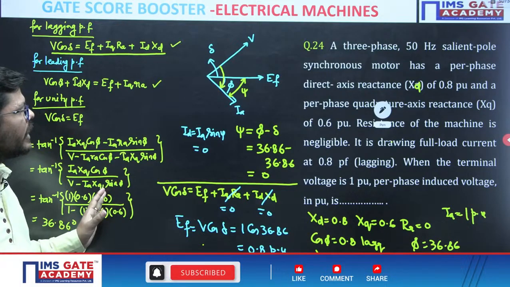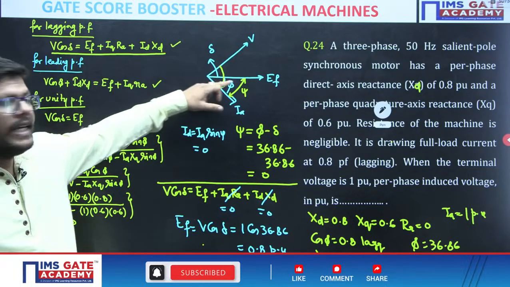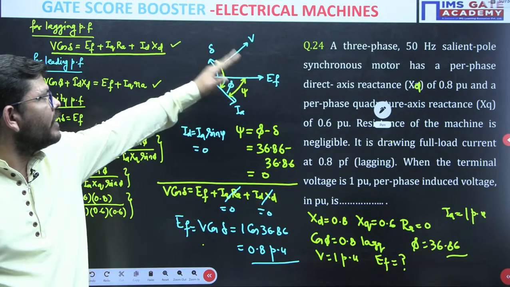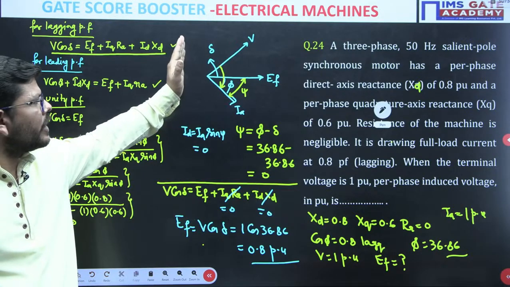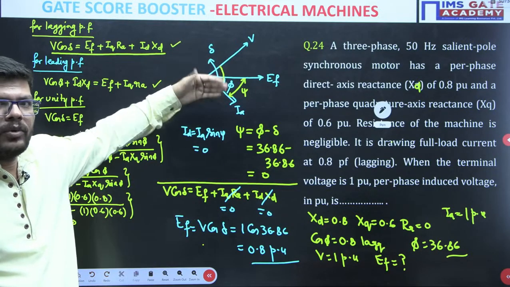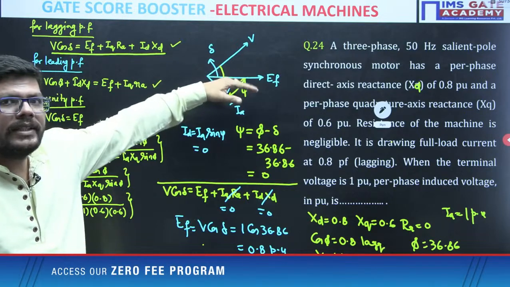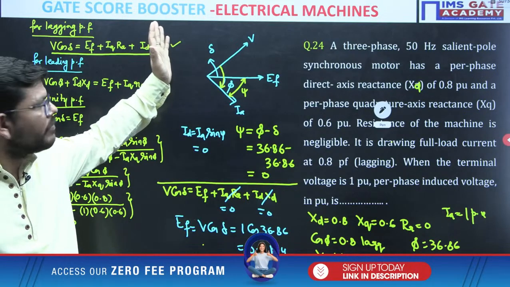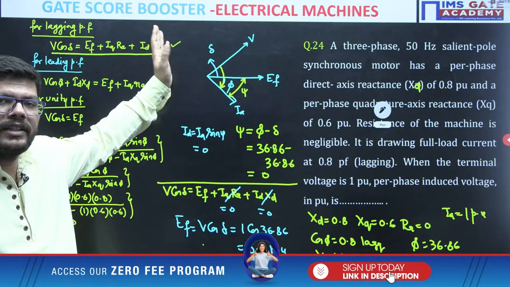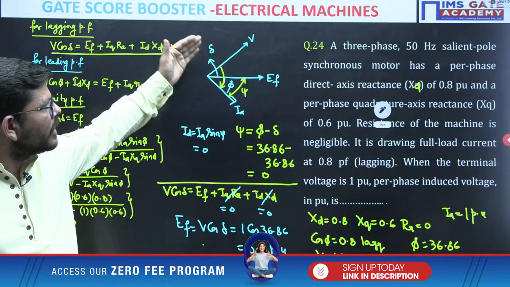You will calculate delta from here. Then EF will be taken as base and V will lead in case of motor. In case of generators, we have the opposite. V is the base and EF leads V in case of generator. Generator delta is positive, motor delta is negative.